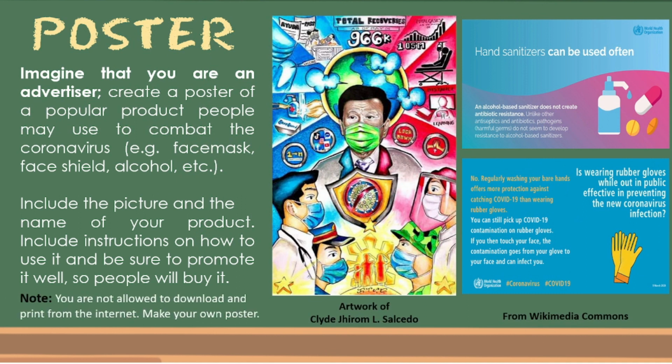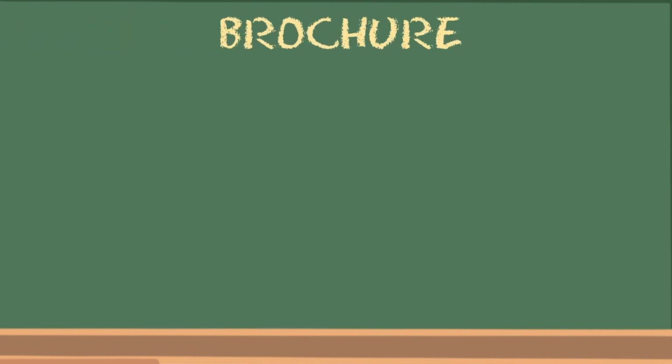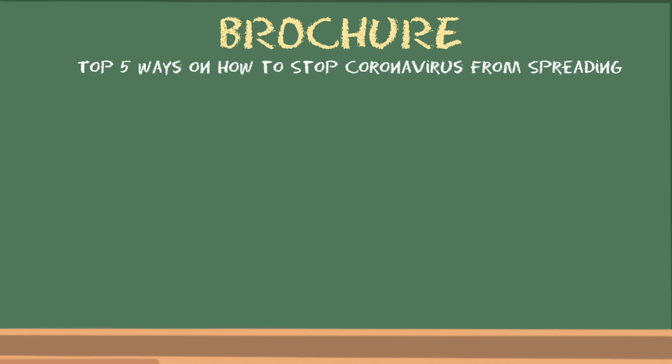You have to remember that you are not allowed to download and print from the internet. You have to make your own poster. If you will be choosing brochure for your performance task number 2, you have to list the top 5 ways on how to stop coronavirus from spreading.